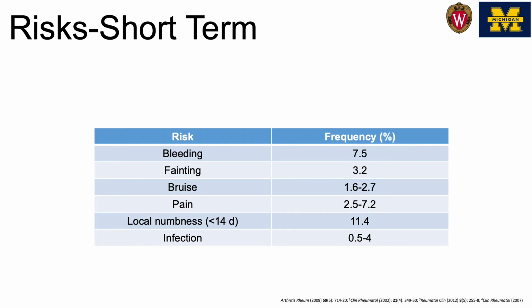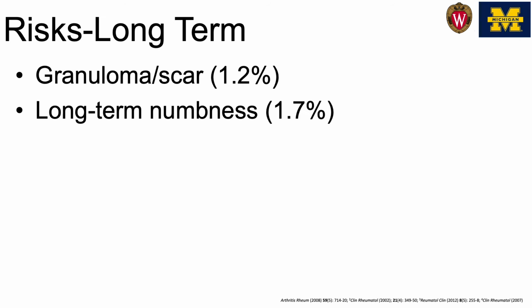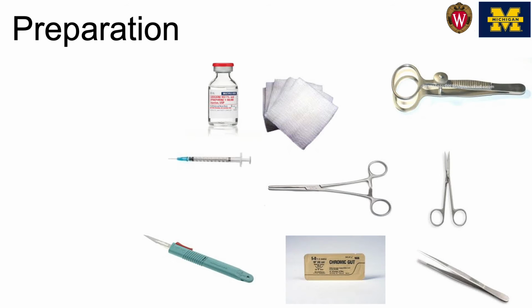Prior to starting the procedure, of course, we need to review risks and benefits with the patient. Here are the most common risks in the short term. This includes bleeding of around 8%, fainting around 3%, bruising around 2%, pain around 3%, local numbness around 11%, and this would be transient numbness less than 2 weeks, and the risk of infection around 1 to 4%. There are some long-term risks, and this includes granuloma or scar formation and long-term numbness around 2%.